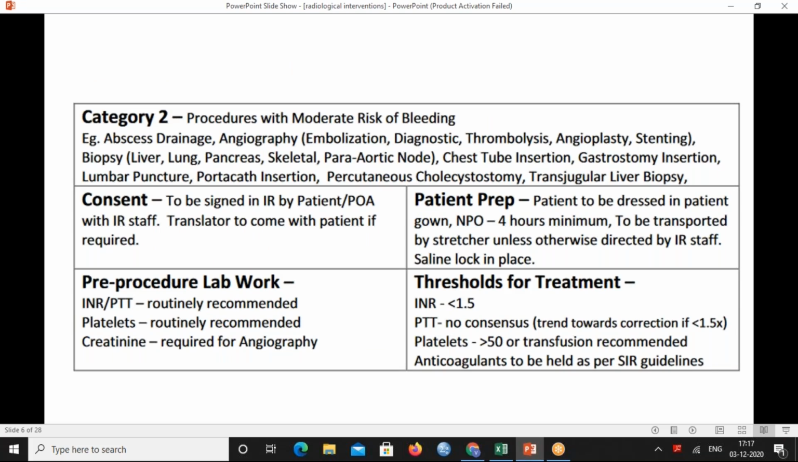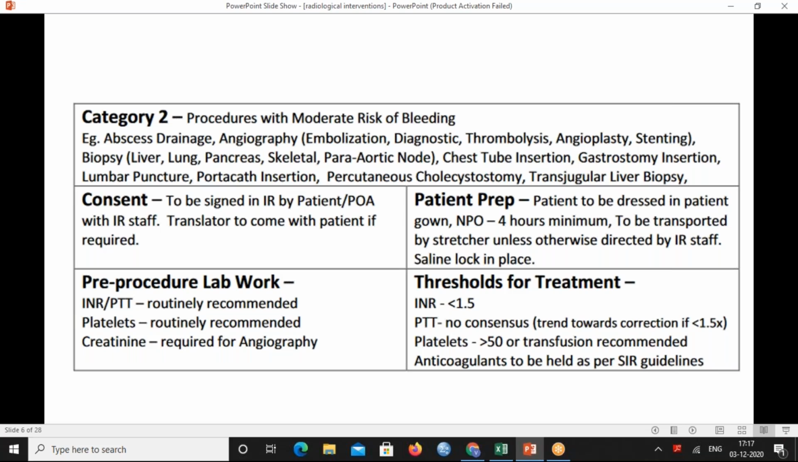For category 2, where the procedures have a moderate risk of bleeding, like abscess drainage, angiography, embolization, diagnostics, thrombolysis, angioplasty or stenting, biopsy of a solid organ like the liver, lung, pancreas, skeleton, paraortic nodes, chest tube insertion, gastrostomy insertion, lumbar puncture, permacath insertion, percutaneous cholecystostomy or transjugular liver biopsy, then NPO of minimum 4 hours is required. And INR, APTT, platelet, and creatinine are required.